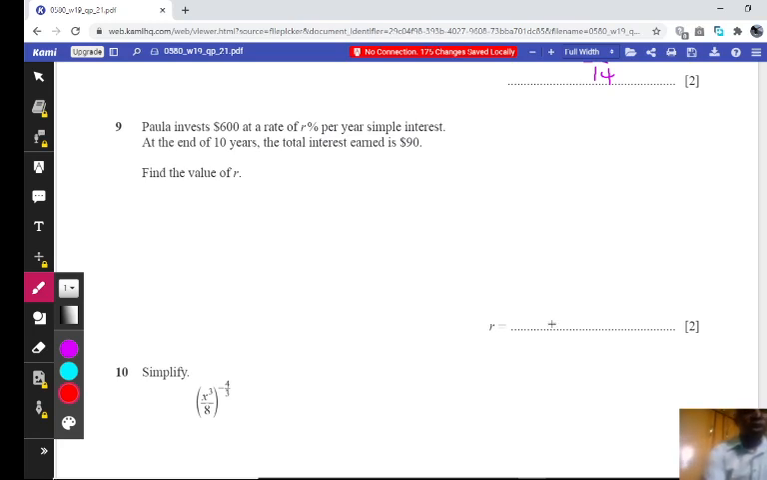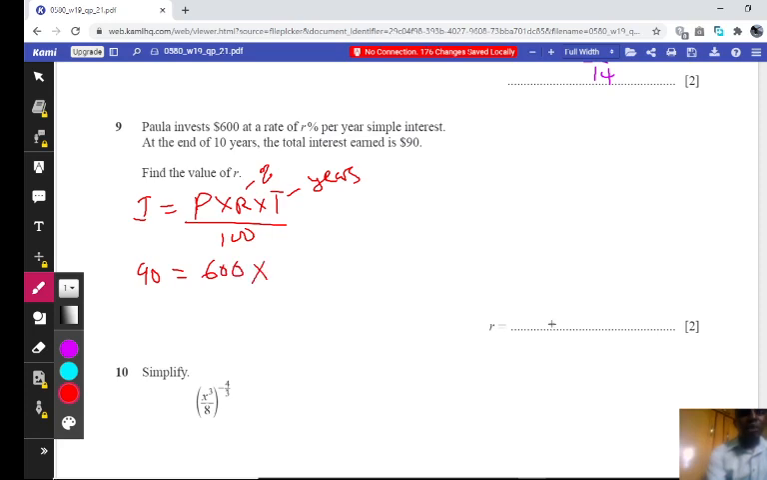Interest is equal to principal times rate times time over 100. Your rate is the percentage, and your time must be in years. So just substitute. The interest is 90. 90 is equal to the principal amount borrowed, 600, times your rate R, which is not given, then time is 10 years, over 100.